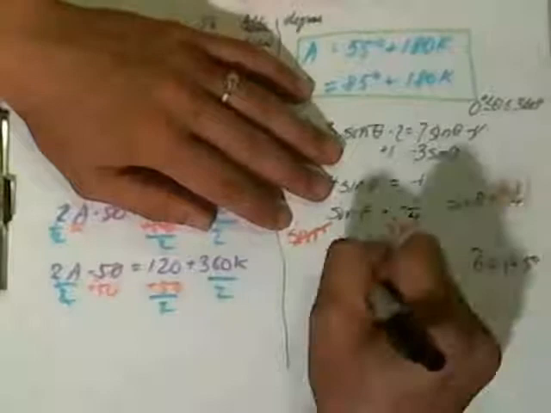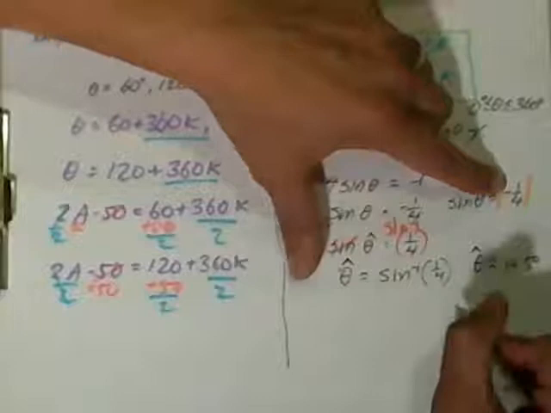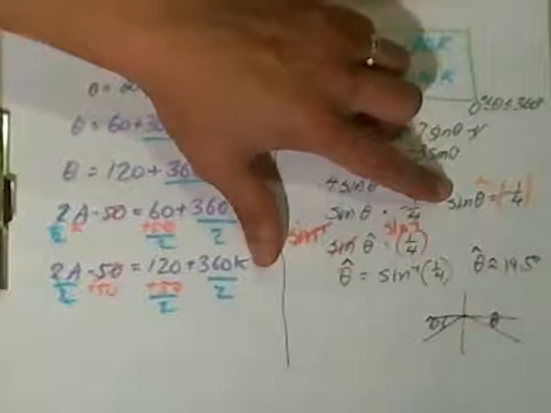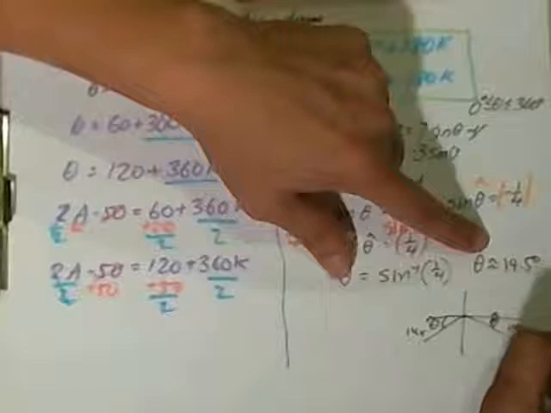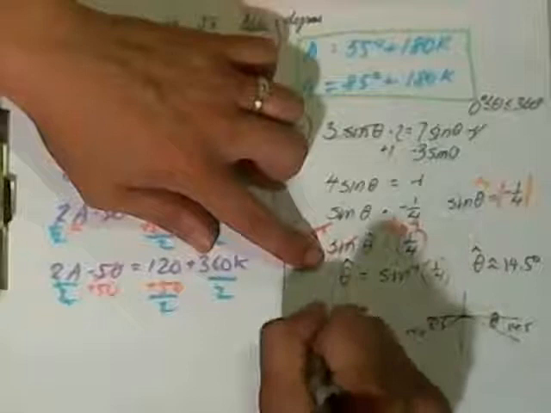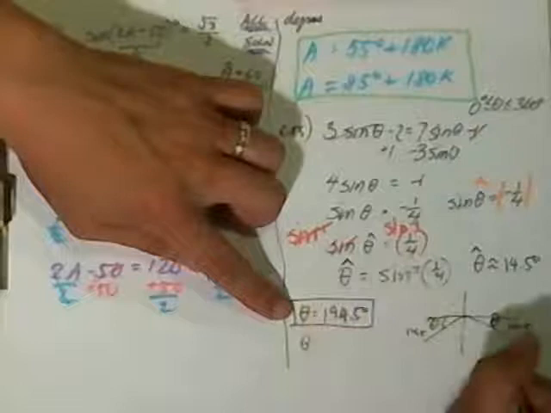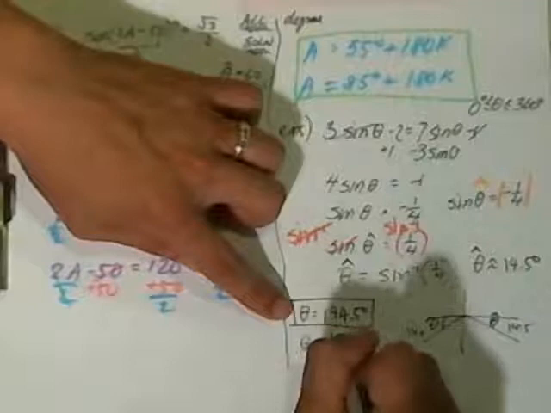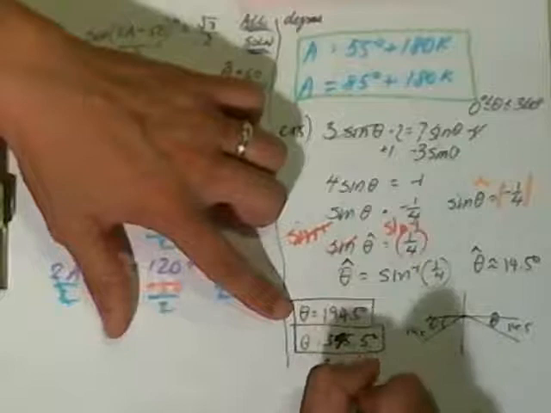That's the reference angle. Now we got to figure out when it's negative. It's negative for the sine in quadrant 3 and quadrant 4. So that angle is 14.5, and that angle is 14.5. To find theta, you have to go 180 degrees plus that. It's going to be 194.5 degrees. And then 360 minus 14.5, 345.5 degrees.